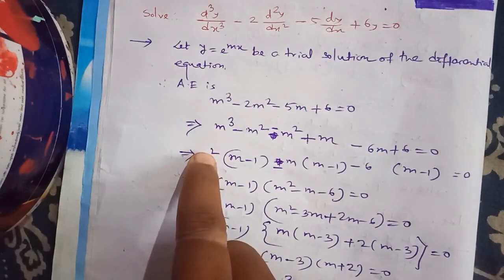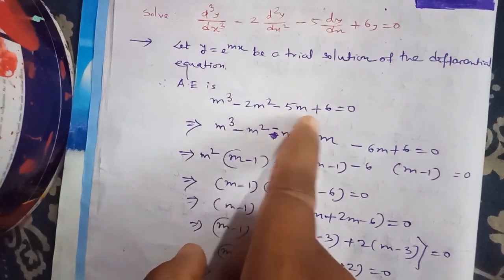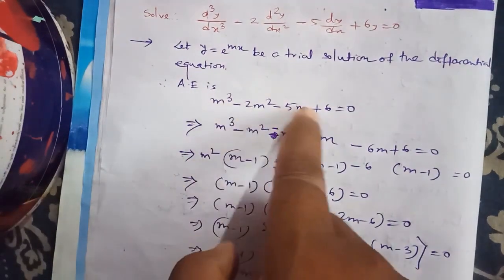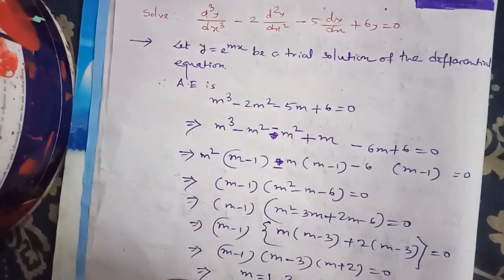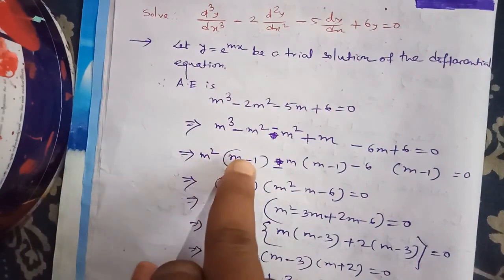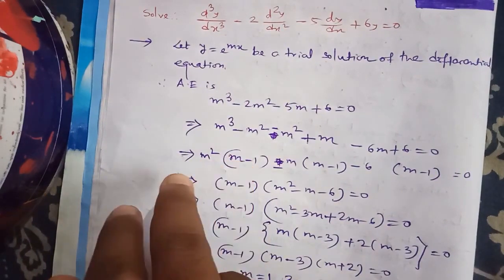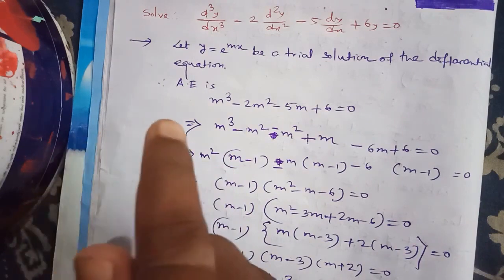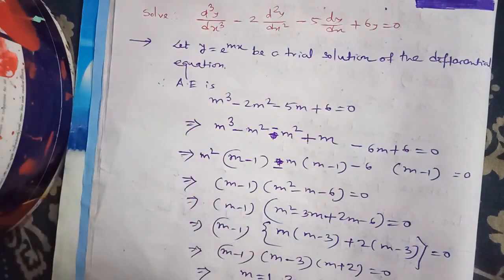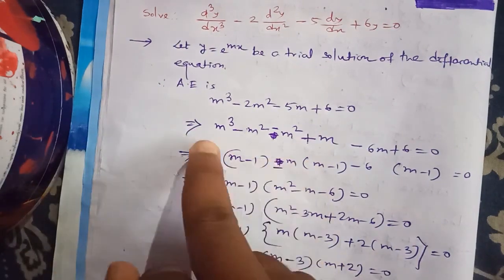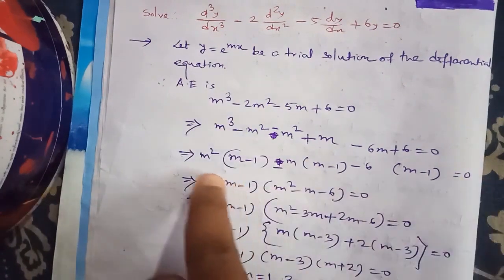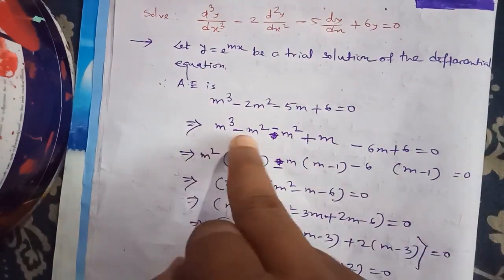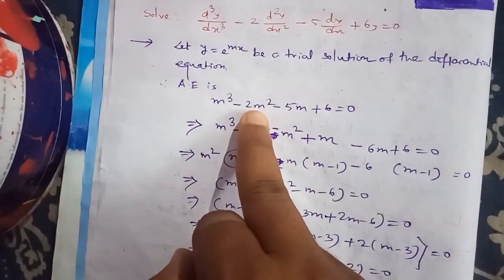Here also the same technique. First let's see what value of m will make it 0. Putting m = 1 will make it 0. That means we can say m − 1 is a factor. So if m − 1 is a factor, then what will we get? m − 1 has to be written, and then we'll multiply by m².